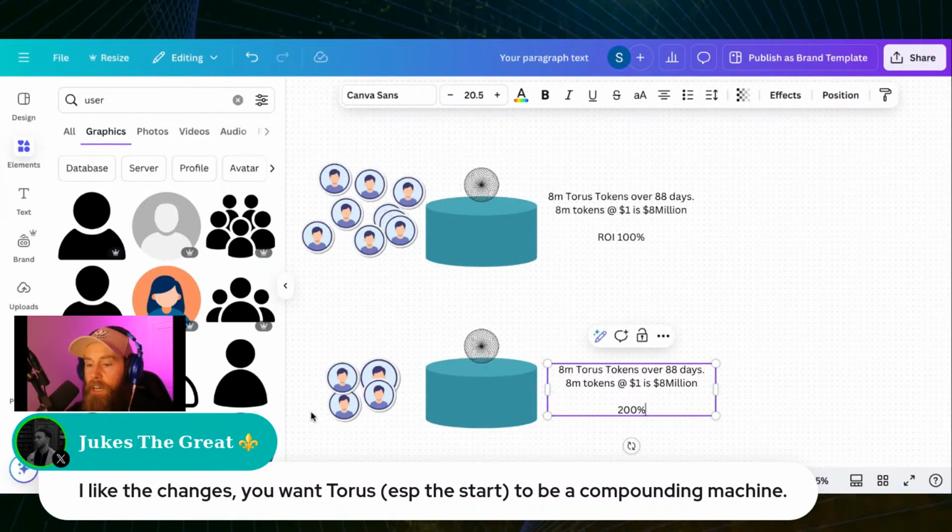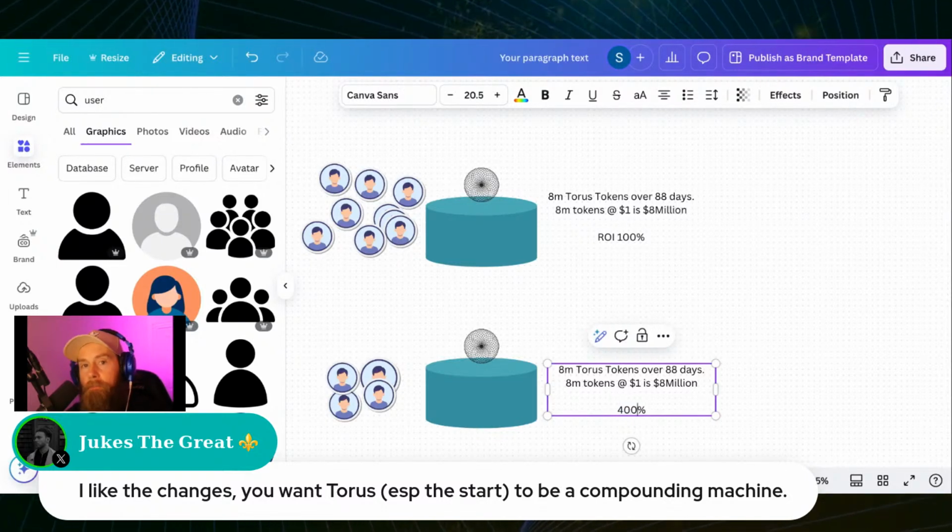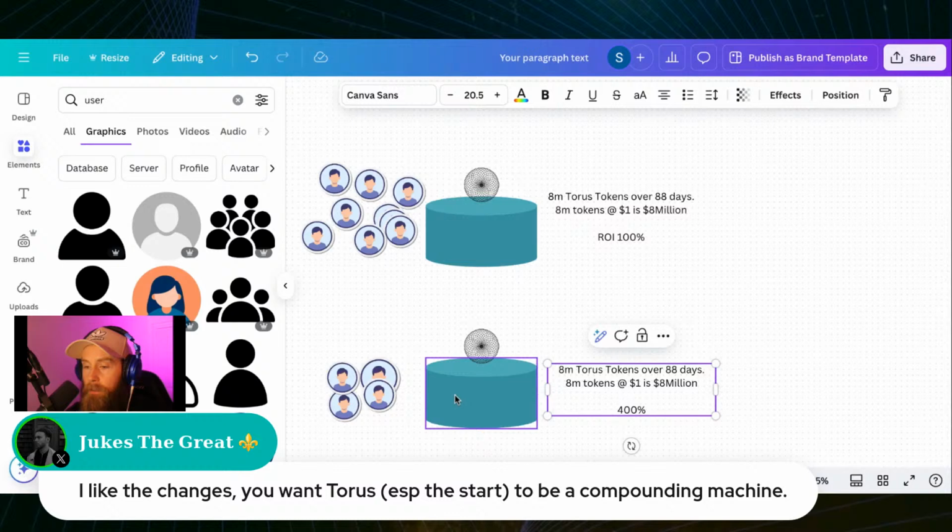If this is cut in half, like if a quarter of the people come in, then now you have 400% ROI. So you can see how quickly things get crazy with TORUS. If people stop paying attention, the ROI goes up.